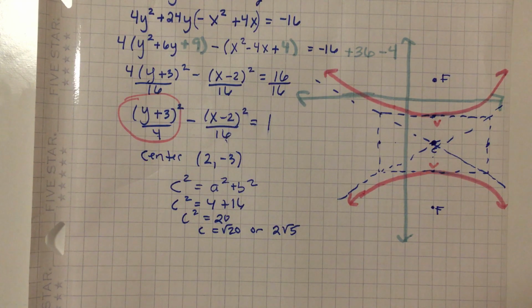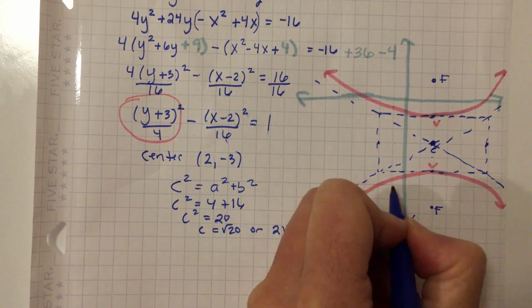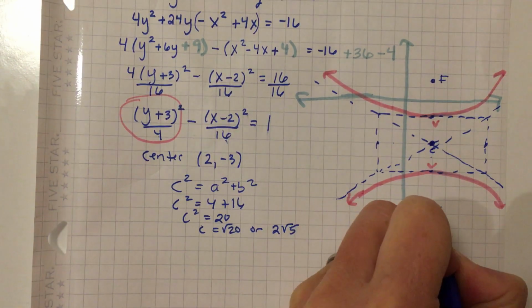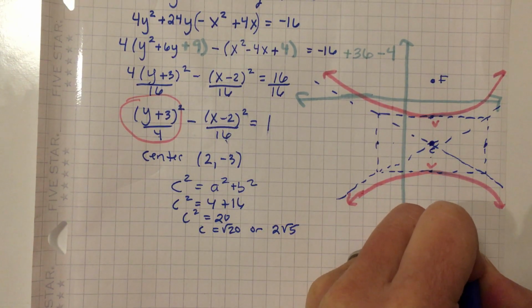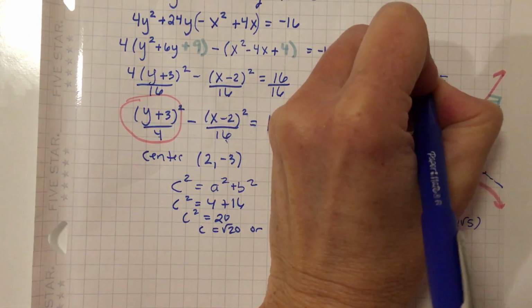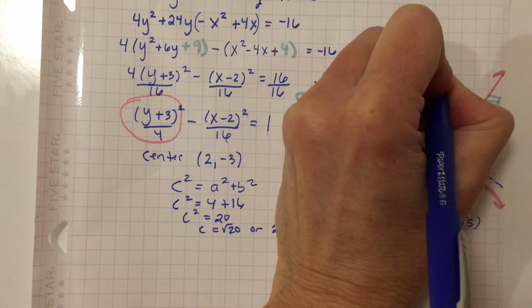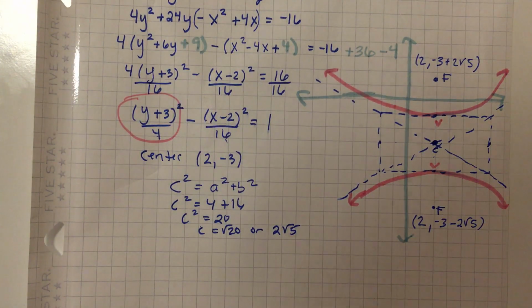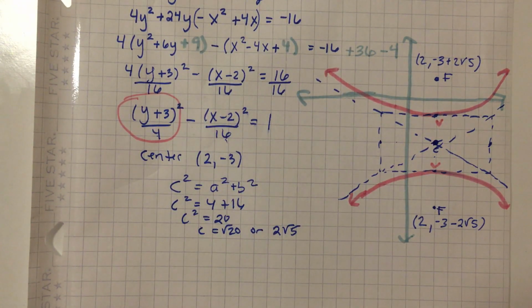Okay, and then I do want you guys to write those exact points because they're kind of weird. You know that it's 2 over, and then from the center, which is -3, you're going to go down 2 root 5. And then here we know it's 2 over, and from the center, which is -3, you add 2 root 5. Okay, all right, so we're almost done.